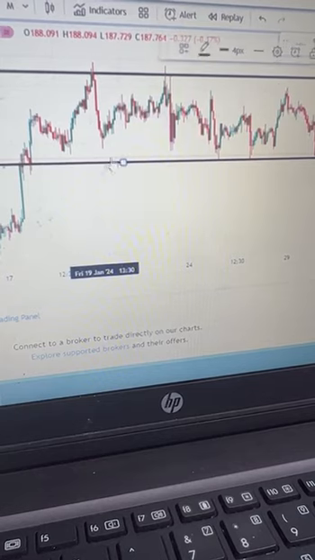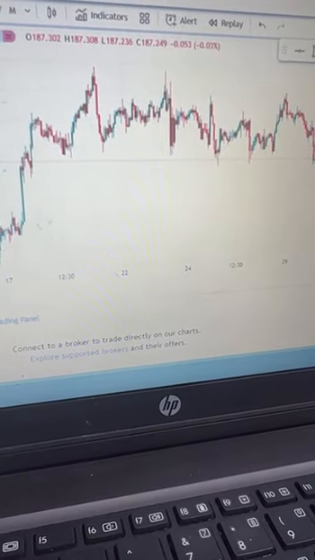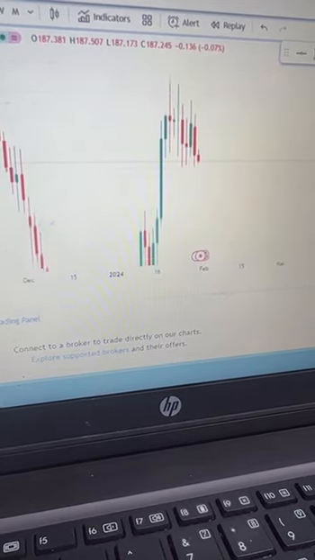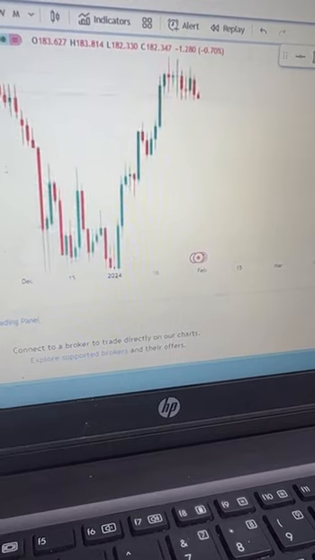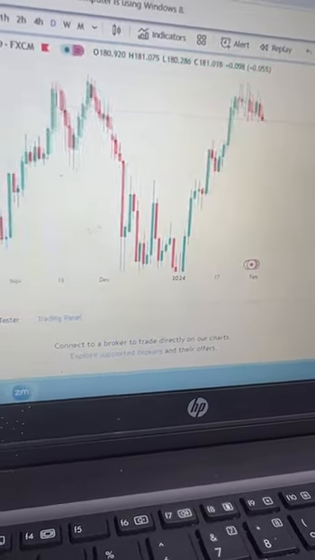Let's go and check on the daily time frame. Don't forget to check on the daily time frame. You look at this in the daily time frame, guys. Look at that. You realize something very, very fishy in the daily time frame. Let me show you something. Have you seen that?